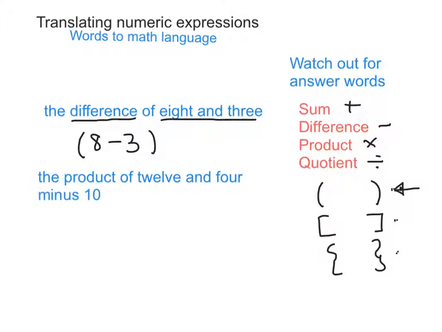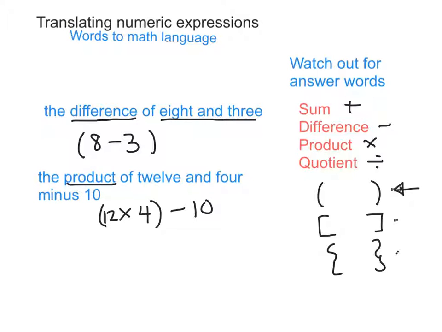Let's try another one. Now, for this problem, I again notice that there is a special word, which is one of our answer words. That's the word product. So I know I'm going to be using parentheses. And this time we actually have two operations, product being the multiplication part. So I have 12 times 4, the product 12 and 4, but then I'm going to subtract 10. So it's really important that you put the special words, sum, difference, product, quotient, in parentheses and then finish the rest of the problem.